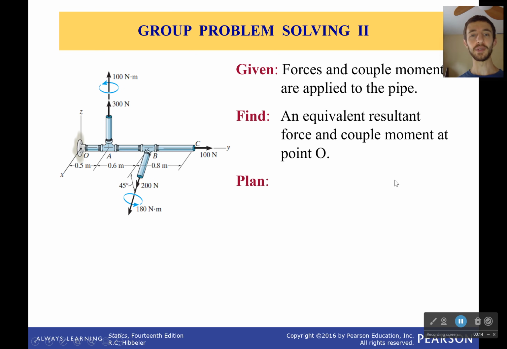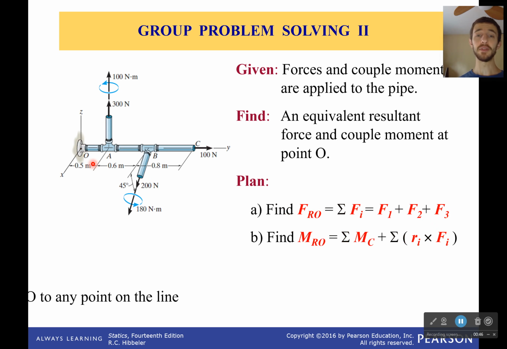So what we have here, it looks like we have some sort of bar system, and I'll change to my little laser pointer because that's fun. A bar system, and it's got a couple moment applied at each of these points. We have a few forces as well, and it wants us to find an equivalent resultant force and coupled moment at point O. So right here, the origin, we want one force, one coupled moment. Can we figure out one force and couple that will take into account all these forces?